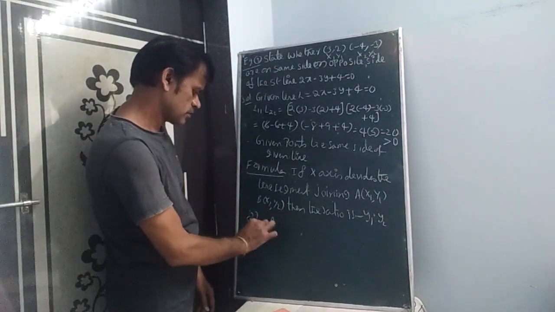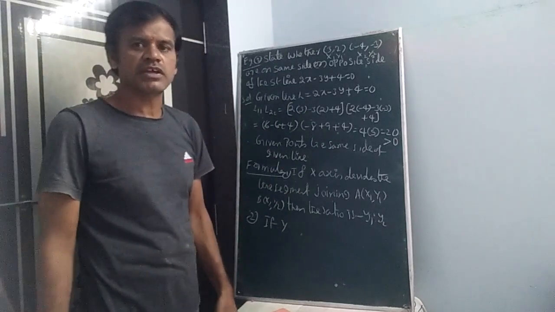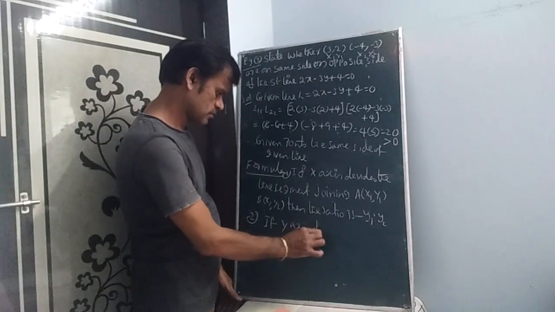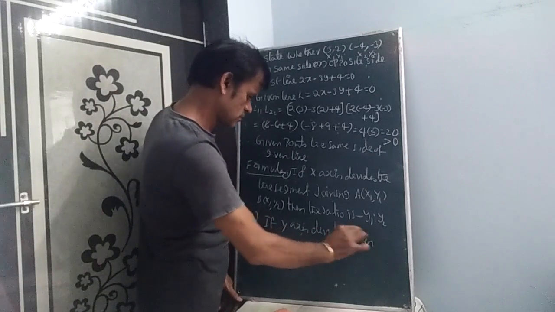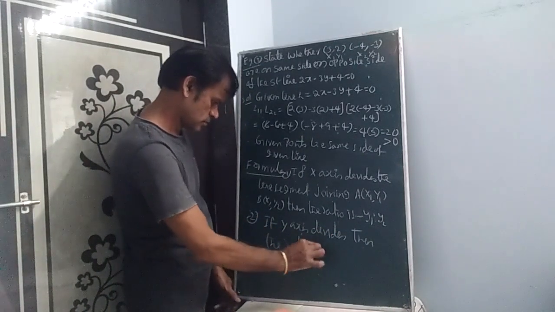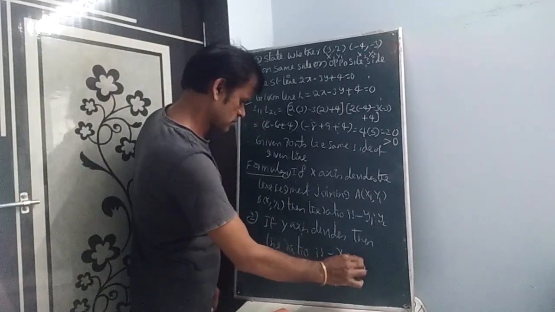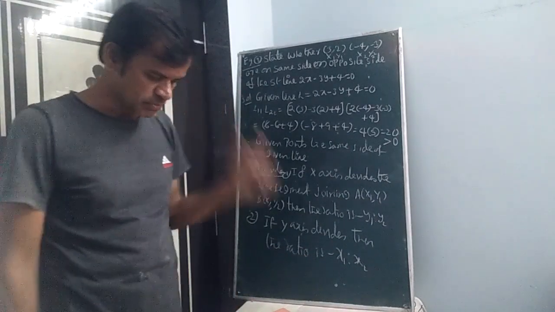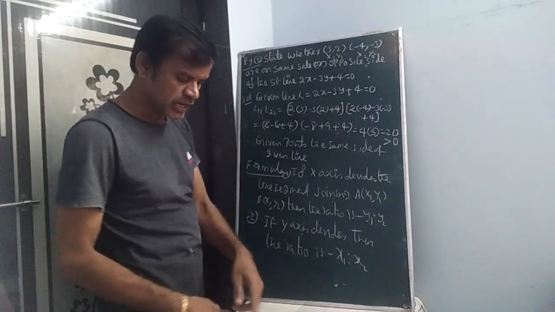Second one: if the y-axis divides, the ratio is -x1 : x2. For the x-axis, use y terms, and for the y-axis, use x terms. Using this formula, you can simply calculate the third question.